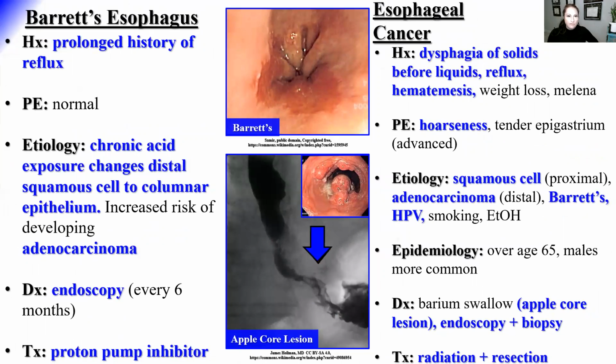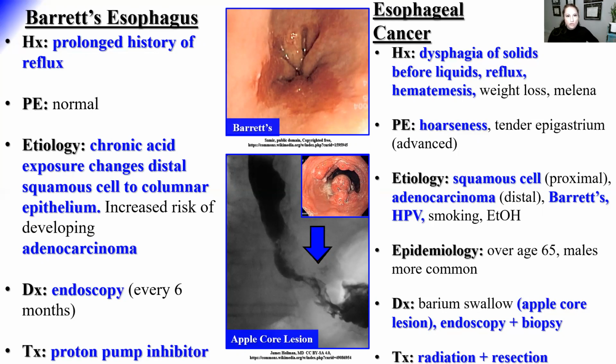Barrett's esophagus and esophageal cancer. The reason they're on the same slide is that Barrett's esophagus is a precursor to esophageal cancer. In Barrett's esophagus, they're going to have a normal physical exam finding, but they may say that they've had a prolonged history of reflux or GERD. What happens in Barrett's esophagus is you have this chronic acid exposure in that distal esophagus, and so it changes those distal squamous cells to columnar epithelium. And because you have that high rate of cellular turnover, you have a higher rate of developing adenocarcinoma. So we know Barrett's is a precursor to cancer.